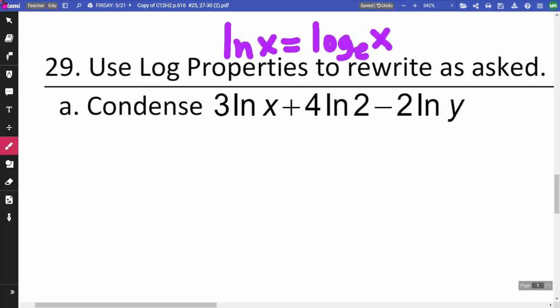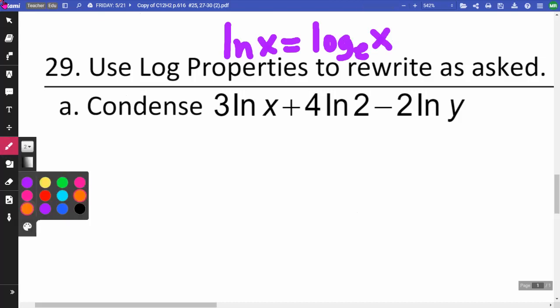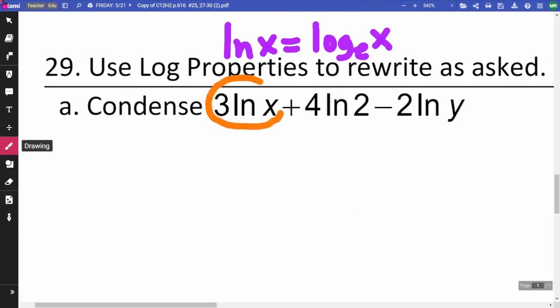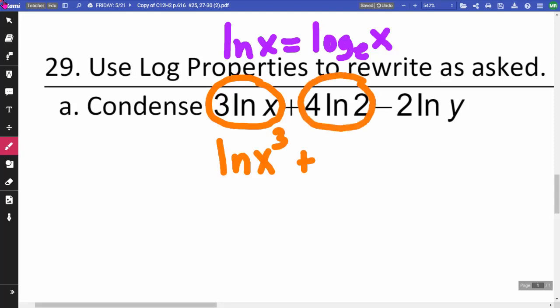So when they say condense, they want us to write it basically as a single logarithm. So what happens here when I'm doing this, anytime I have a number in front of a log, that number is going to be the exponent of what I'm taking the log of. So since I'm taking the natural log of x, that 3 in front is going to become the exponent, okay? And I'm going to do the same thing here. Here, this is going to become the exponent, which is going to be ln of 2 to the 4th, and I'm going to do that math in a second.